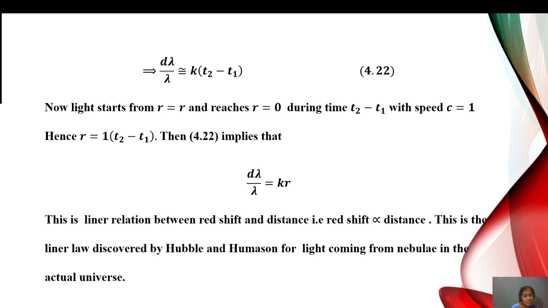This is the linear relation between the redshift and the distance, where the redshift is directly proportional to distance. This is the linear law discovered by Hubble and Humason for light coming from nebulae, that is source particles, when the particles are free in the motion of the actual universe. This is the simple form of the Weyl hypothesis, which applies when rays are given in this form, and the comparison is with the actual universe, not an imaginary universe.